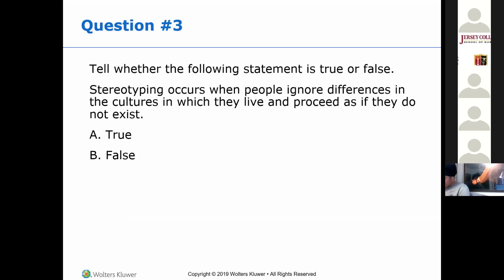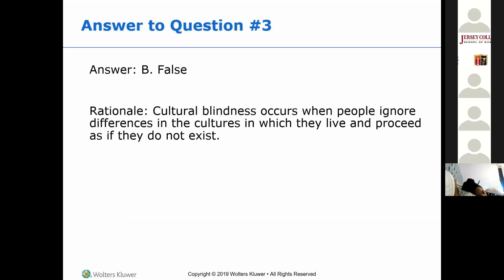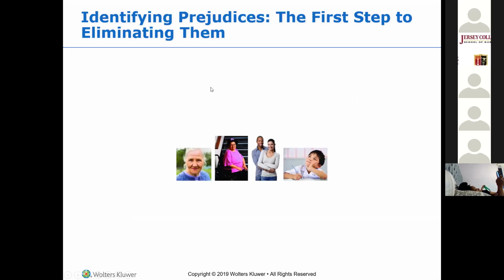Is the following statement true or false? Stereotyping occurs when people ignore differences in the cultures in which they live and proceed as if they do not exist. False. That's cultural blindness. So that's false. That occurs when people ignore differences in the cultures in which they live and proceed as if they do not exist. All right. Stereotyping is when you believe everybody in the group is the same.